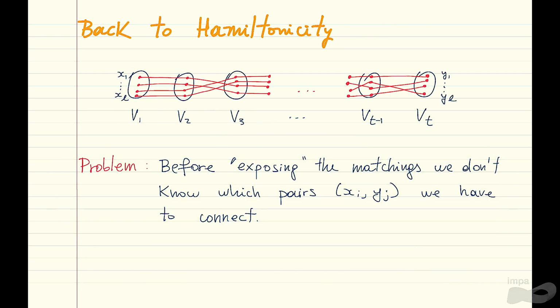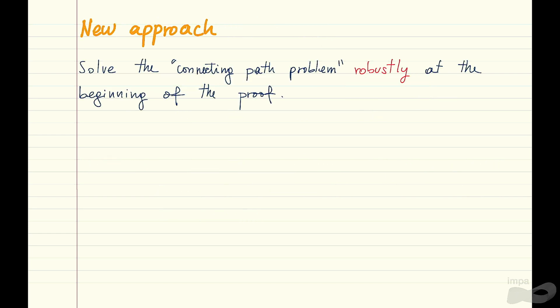OK, so let me go back to the Hamiltonicity problem. We can find a very large family of paths using this trick of the matchings. The problem is that when we expose these matchings, we don't know which pairs are connected. I'm connecting this vertex with some vertex here, but I don't know beforehand which is going to be the pair. So this is a problem. To solve it, we propose a new approach which solves the connecting path problem in a robust way.